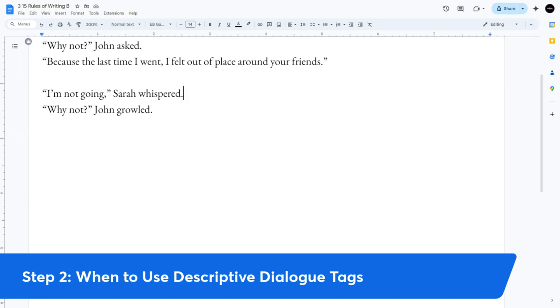I might not necessarily do this, though. So that's the thing: do we need that? I think we need Sarah whispered or murmured. And then you can have, "Speak up. Speak up." Actually, "Why not?" So that kind of helps. You know what? "Why not?" You don't need this growl.